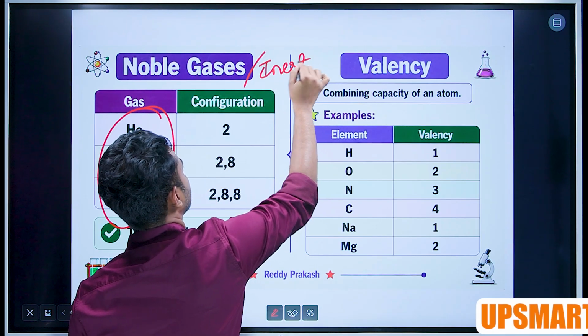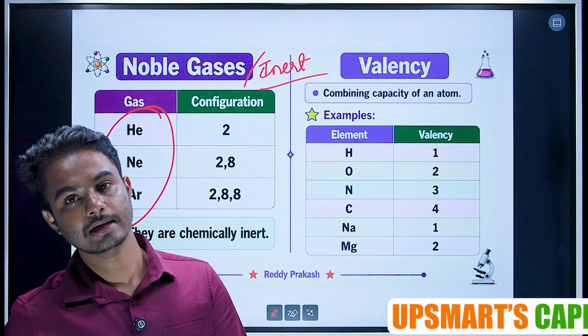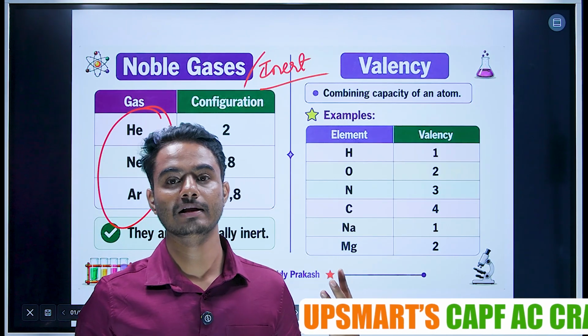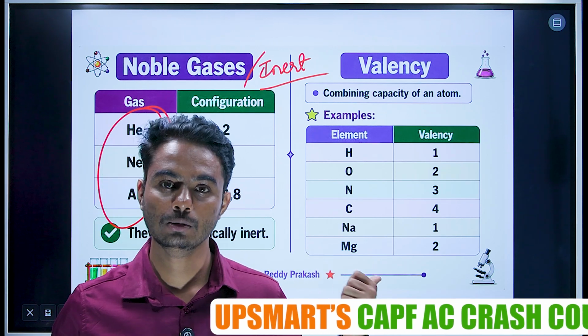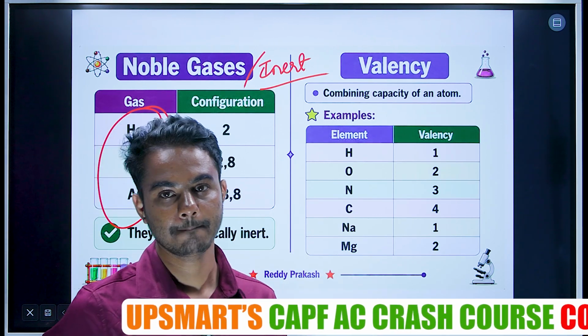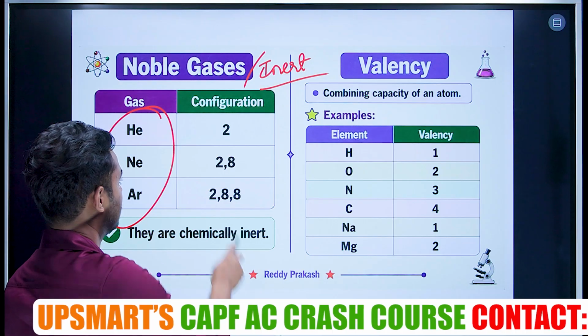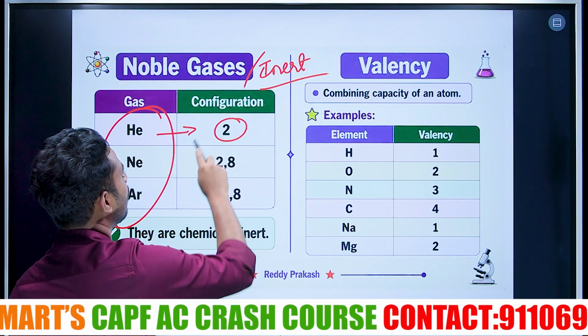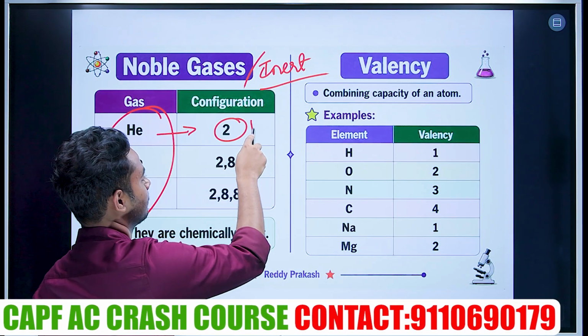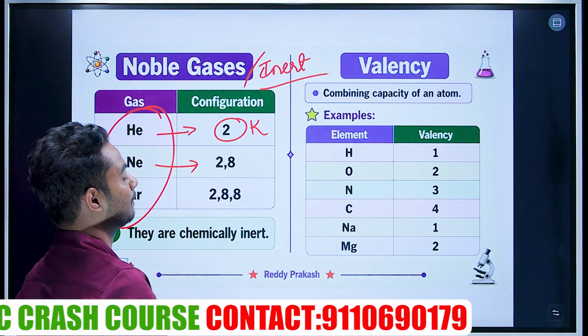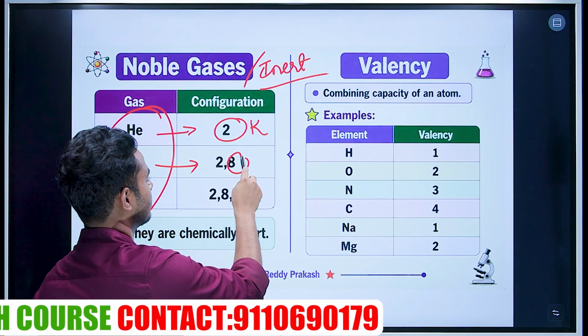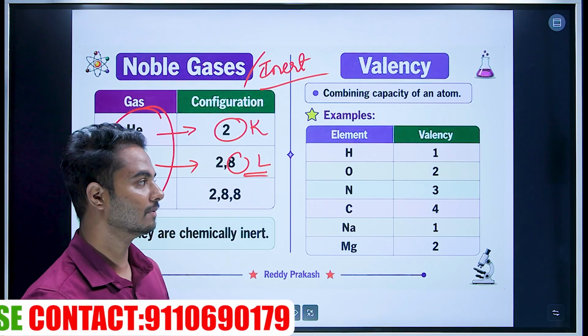Inert because they don't react with any other. Why they don't react? Their valency is already in a very good stable configuration. See, helium is completely filled in the outer shell, that is the K shell. Neon is completely filled in the L shell, that is 8, the maximum is 8.